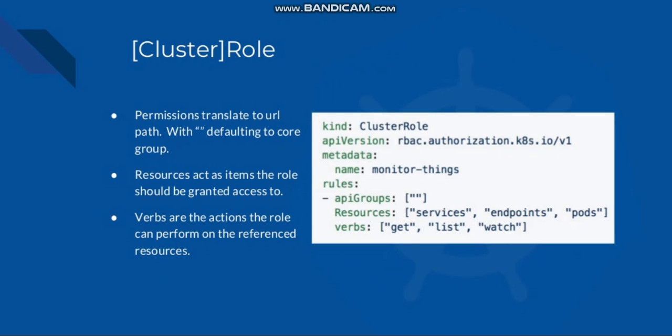You can see the YAML file of the cluster role, how it is. Permissions translate to URL paths, with defaulting to the core group. Resources act as items that the role should be granted access to. Verbs are the actions the role can perform on the referenced resources. You can see here I listed all the verbs, resources, API groups, permissions.